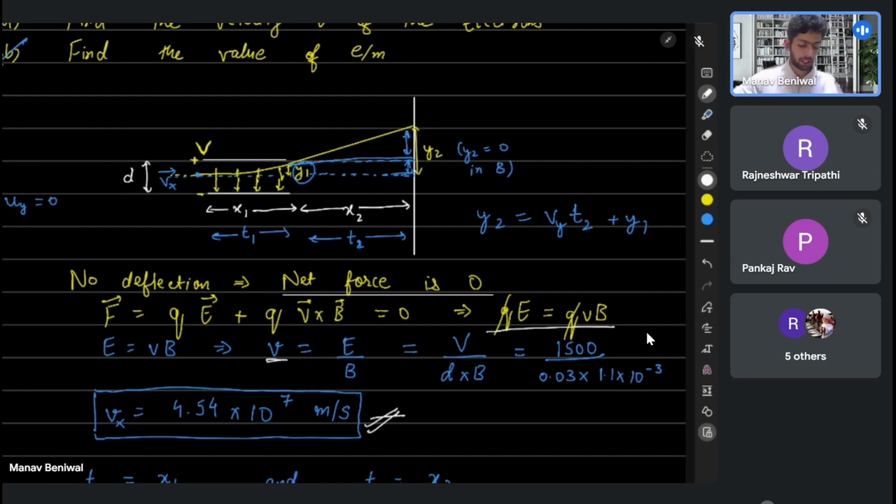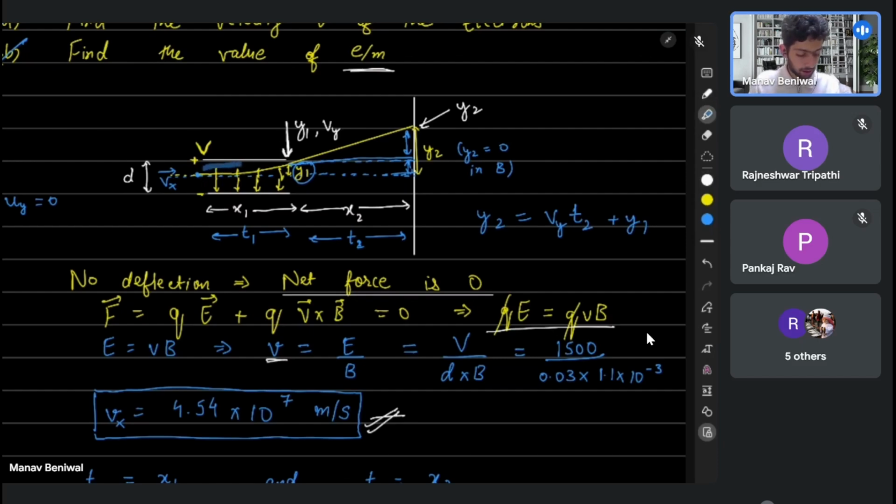Then what we want to find out is the value of e by m. And as discussed in the class, to find out the value of e by m, we first need to find out what is the displacement up till this point, the displacement y1, and what is the velocity vy of the particle when it reaches this point. Once you know that, you can easily calculate the deflection y2 on the screen. Correct?